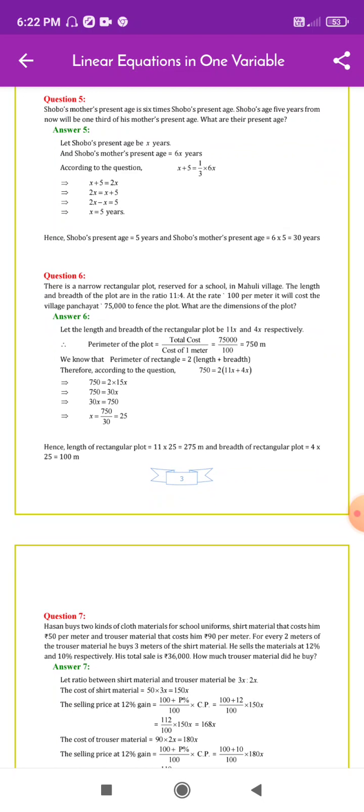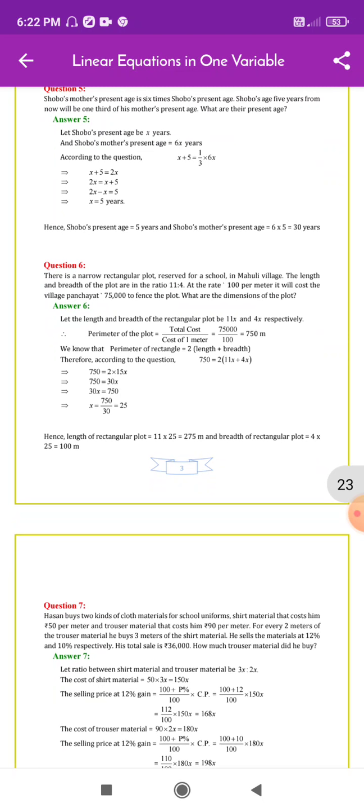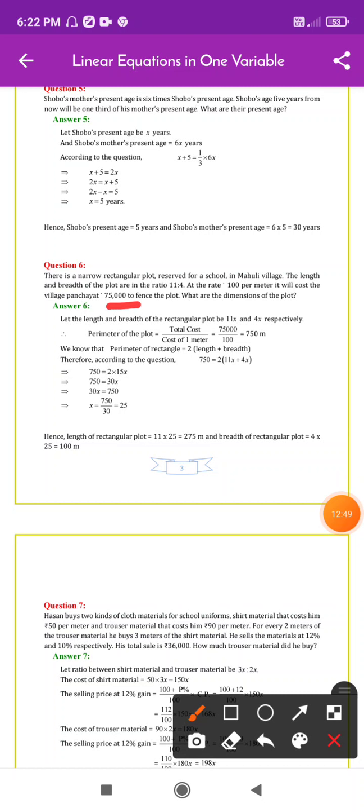Yes. Now the perimeter, how are we going to find it? Perimeter equals total cost divided by cost of 1 meter. Total cost is given in the question, yes or no? So what is the total cost? That is 75,000, and per meter means what? Cost for 1 meter is 100. So 75,000 divided by 100 will give the answer 750 meters. Yes or no? Now you know the formula of the perimeter of a rectangle.